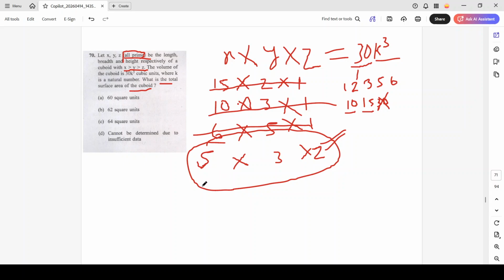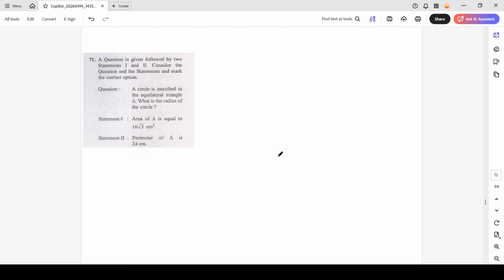Now let's move on to the total surface area of the cuboid. 2 into (5 into 3 is 15, plus 3 into 2 is 6, and 5 into 2 is 10). So 10 plus 6 is 16, plus 15 is 31, into 2, that will become 62. There will be only one possibility, that will be 62. That will be the total surface area if the sides of the cuboid are 5, 3 and 2, all prime numbers and natural numbers, and they have no common factor. Now move on to the next question.